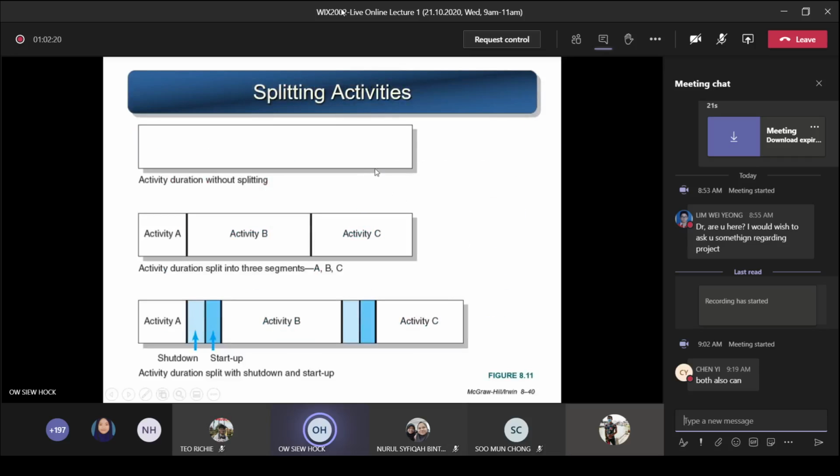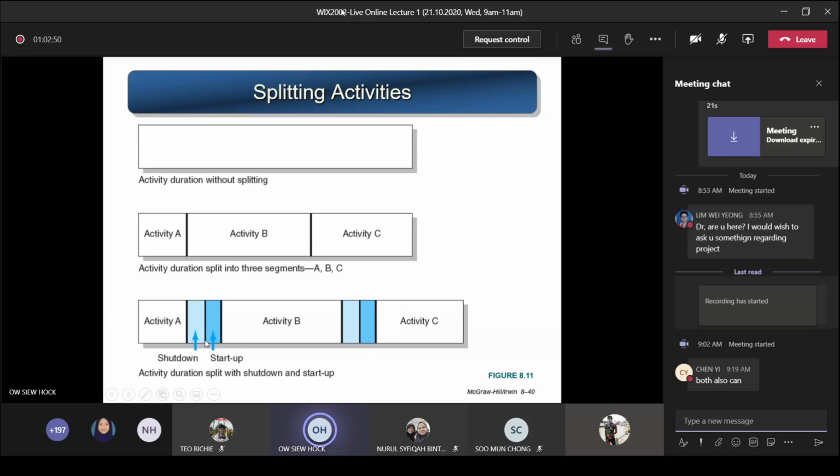So you look at this example here, this diagram, to show you the meaning of splitting the activities. Originally, this is the activity duration without splitting. Okay, no splitting here. Next, you split it. How do you split it? You divide this activity into activity A, activity B, activity C. So this activity duration has 3 parts, or 3 segments, A, B, C. So what is this splitting here? You started with activity A, and then you shut down. You stop working on activity A.